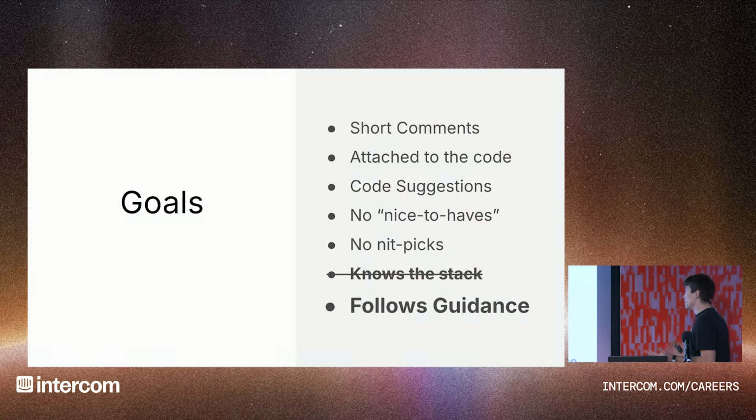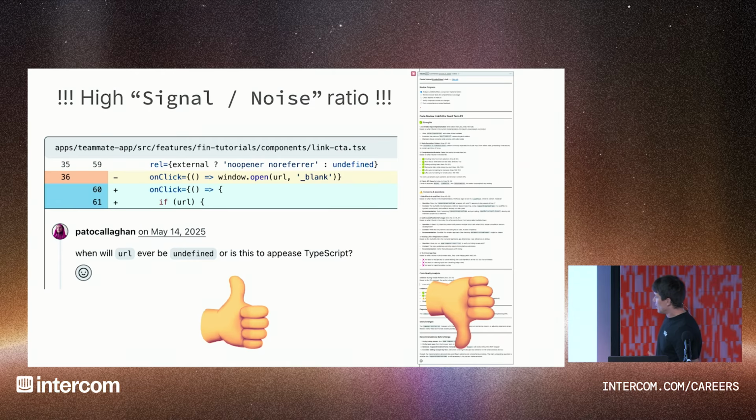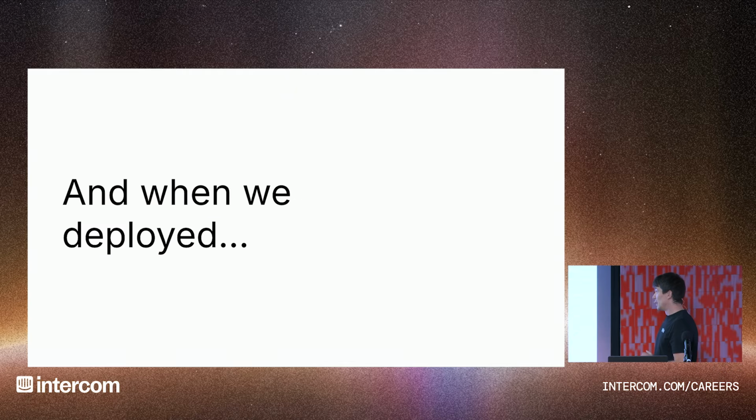So our goal stayed the same. We wanted those short comments attached to the code with code suggestions, no nice to have, no nitpicks, but more importantly, we hoped that the LLM would follow the guidance, right? Because we told the LLM what the React stack is. And the worst case scenario would be if we created more noise. Our goal was to maintain a high ratio of signal to noise. We wanted something like this, not something like that. We didn't want to increase the noise.